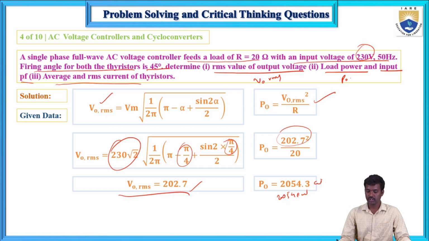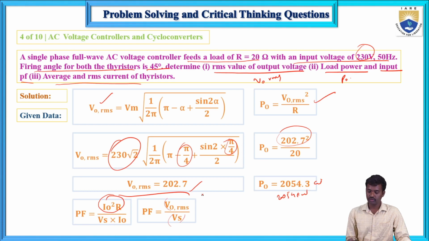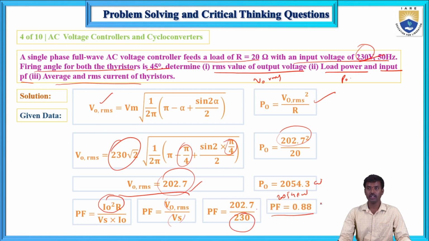Now from this you can determine the input power factor. Input power factor equals I0 square R divided by Vs into I0. So I0 gets cancelled, leaving I0 R, that is V0 RMS, divided by Vs. V0 RMS is 202.7 and the supply voltage is 230. So this input power factor equals 0.88.